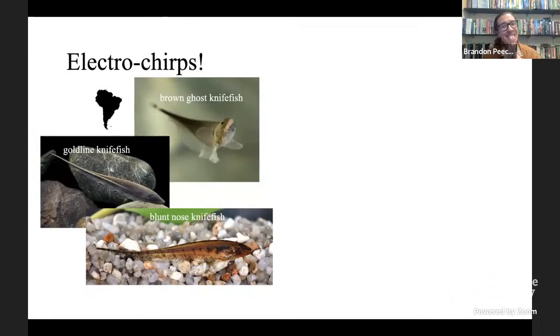All right, last little thing. We've talked about scent, we've talked about vision, we've talked about sound, we've talked a little bit about touch. I want to talk just a small bit about electronic signaling. This is something that's completely outside the domain of humans. We don't send electrical signals intentionally, right? We don't have that ability. What you're seeing here are some knife fish. These are all South American fishes. These are all different species of knife fish.